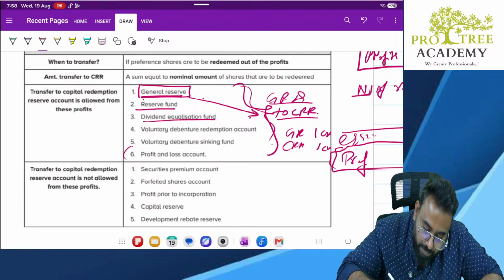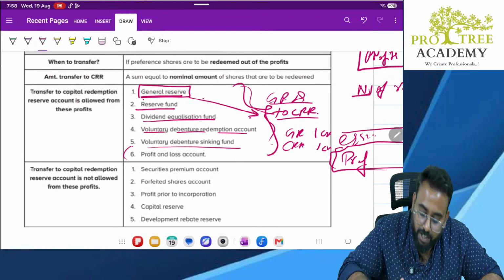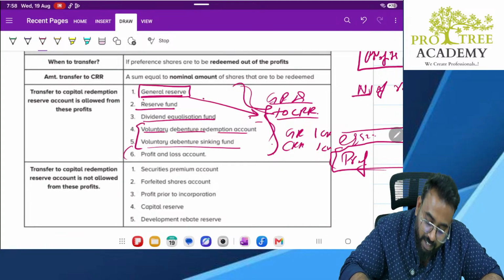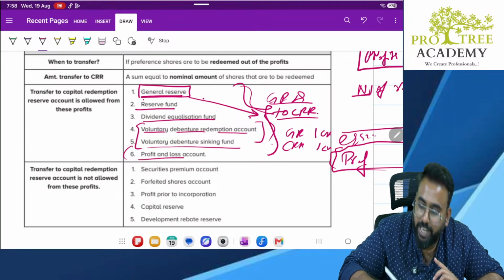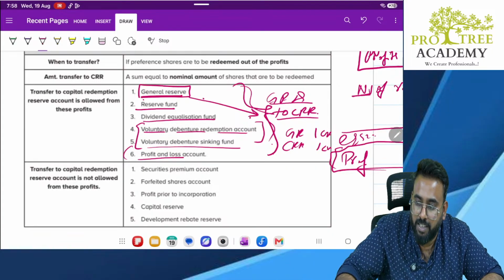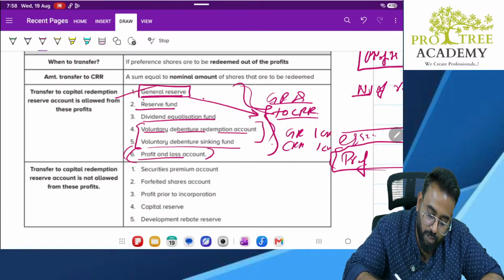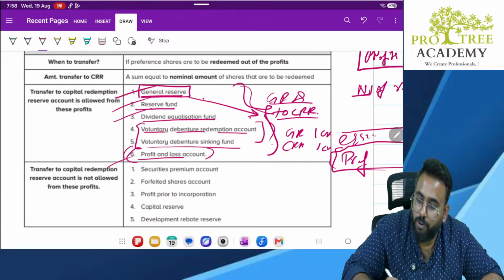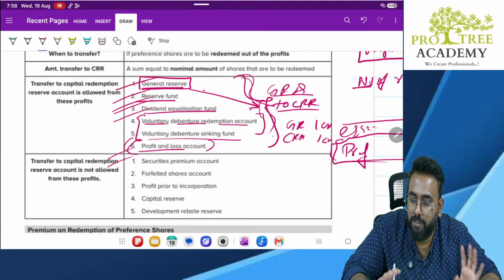Clear? Next, voluntary debenture redemption account and voluntary debenture sinking fund account. You remember this. I will explain this when we come to debenture redemption. Next, P&L account. P&L account is nothing but accumulation of profits, correct? So again out of profits. So this is also out of profit, out of profit, out of profit, out of profit. Clear? Okay. This is how you can create your CRR.